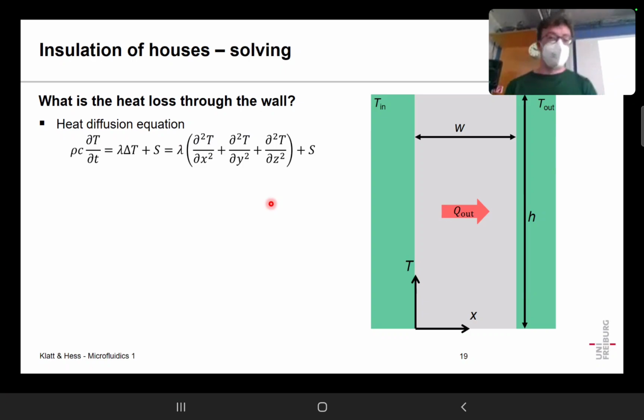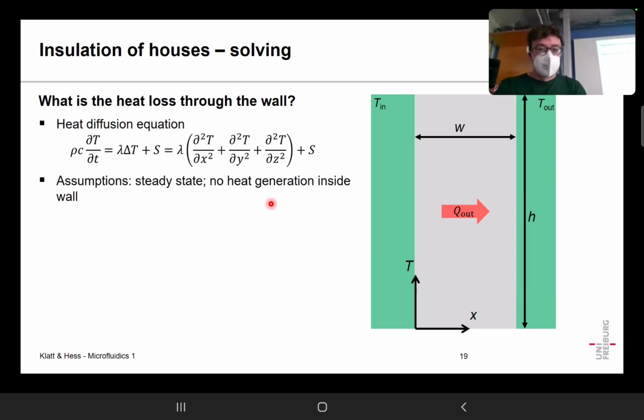Okay, so then let's start with the heat diffusion equation. And now all the assumptions come into play that we just defined. So the first assumption, steady state. What is the consequence of it?